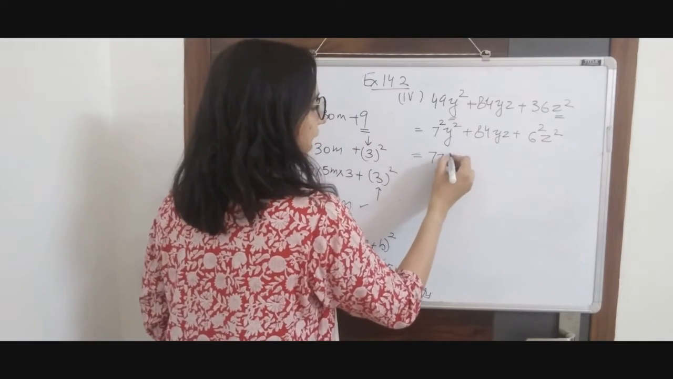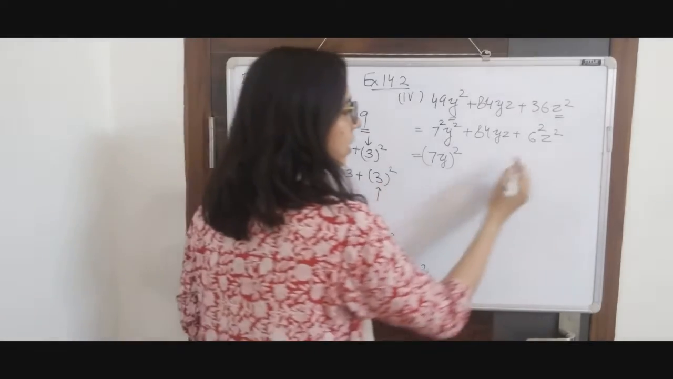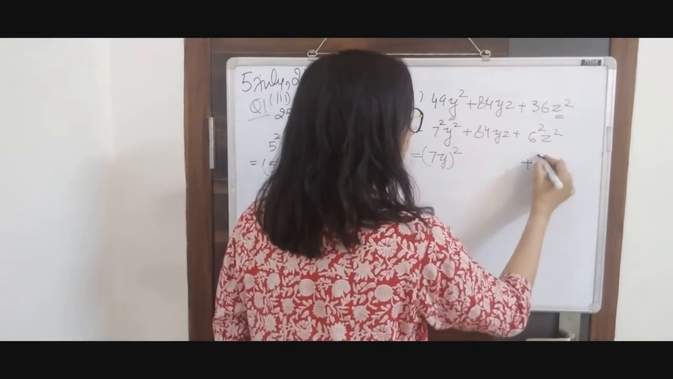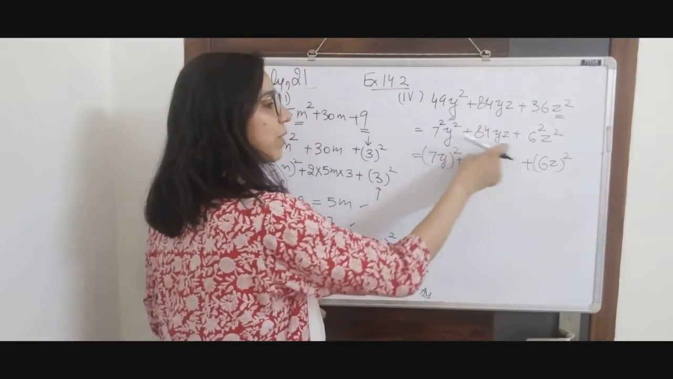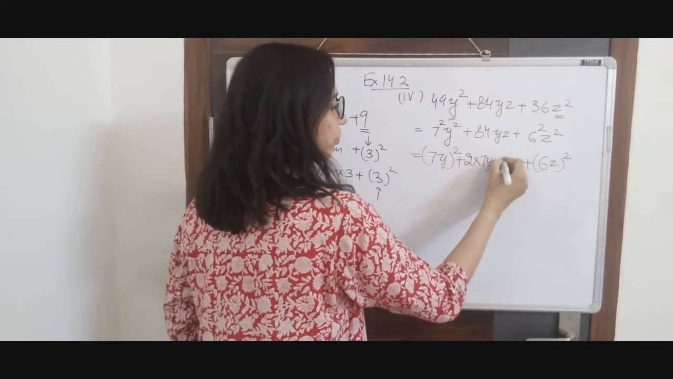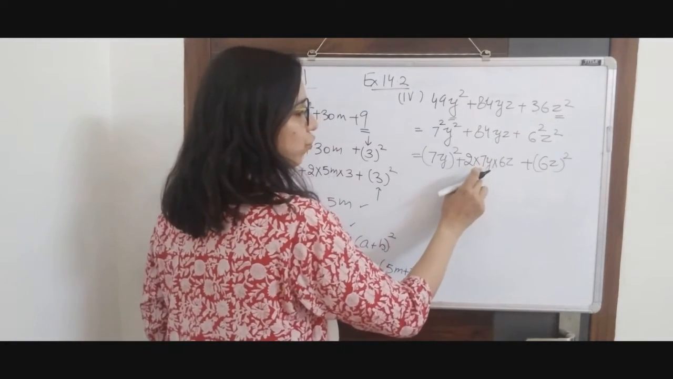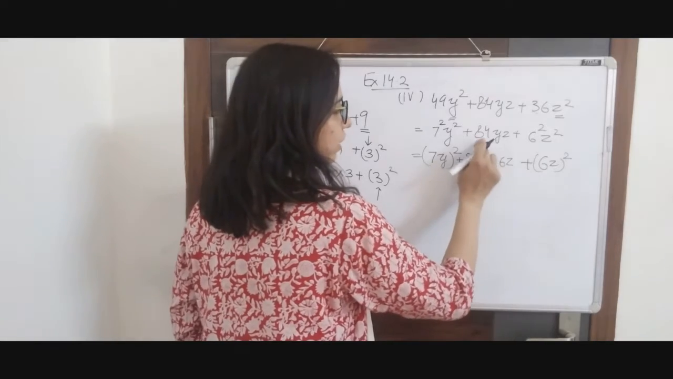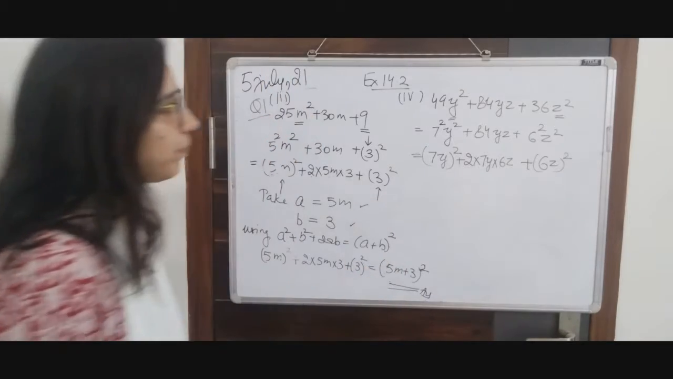So we can write this term as (7y) whole square, and this term as (6z) whole square. And can we write this term as 2ab? We are going to write it as 2 into 7y into 6z, and then we are going to check if it is equal to this. So 7 into 2 is 14, 14 into 6 is 84. So 84yz, so it is correct.